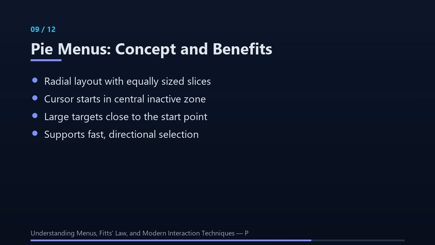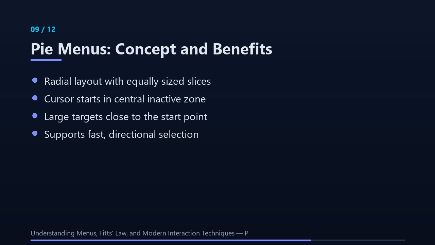Pie menus present options arranged like slices of a pizza, radiating outward from a central hub. When the user activates the menu, the cursor rests in the inactive center, and each slice extends outward, offering a large target area that is only a short distance away. Because the slices are evenly spaced, the user can select an item by moving the mouse in the direction of the desired slice, often without looking at the screen, a technique known as mouse ahead.